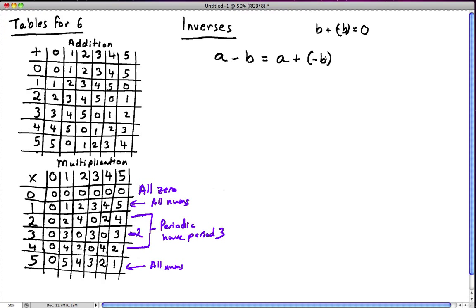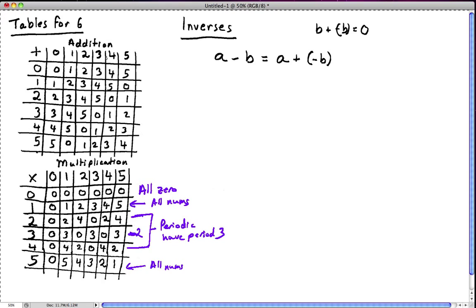So the question is, do we have additive inverses in this modular arithmetic? Well, to understand that, we just come back and look at this addition table. For every number here, is there some number we can add to it such that we get back 0, namely the additive identity, 0? So you see here 0 plus 0 is 0. 1 plus 5 is 0. 2 plus 4 is 0. 3 plus 3 is 0. 4 plus 2 is 0. And 5 plus 1 is 0. So every single number has an inverse.